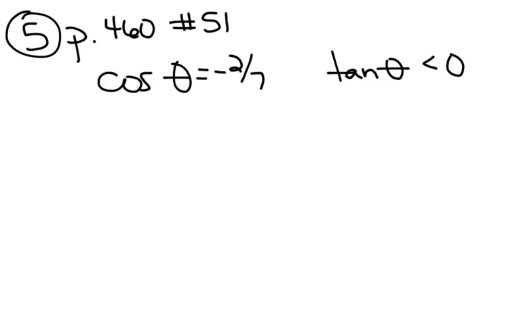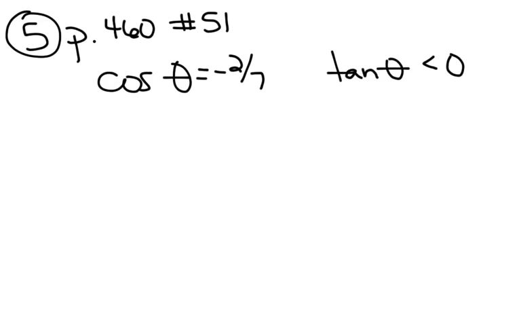Problem 5, page 460, number 51. The cosine of theta is equal to negative 2 over 7, and the tangent of theta is less than 0. Find the remaining trigonometric ratios of theta. All right, we have to first figure out what quadrant we're in because we need to solve our triangle so we know all three sides. Right now I only know two of the sides. I know that the side adjacent is 2 and the hypotenuse is 7, and since the hypotenuse can't be negative, the adjacent side must be the negative 2.